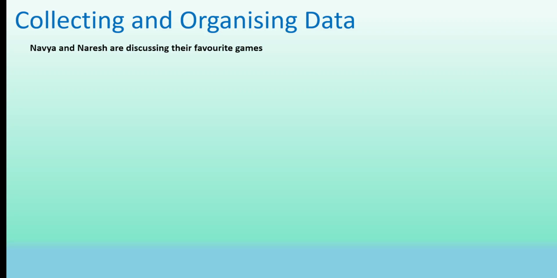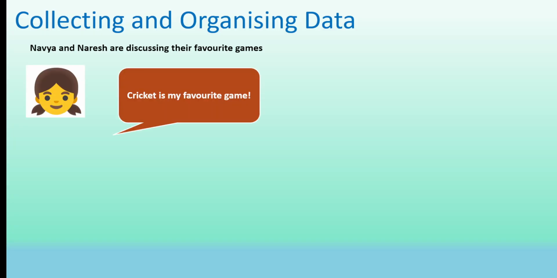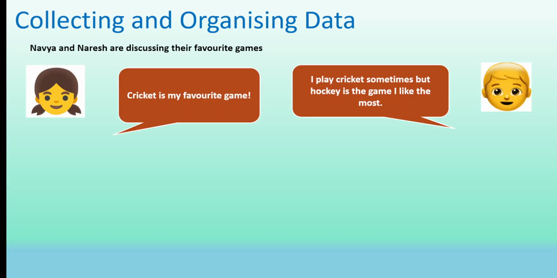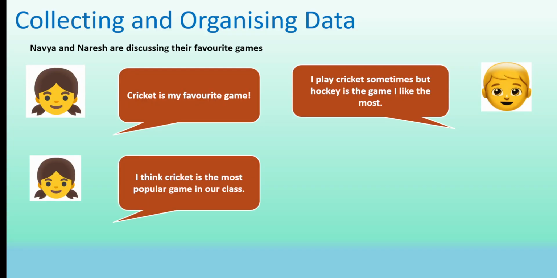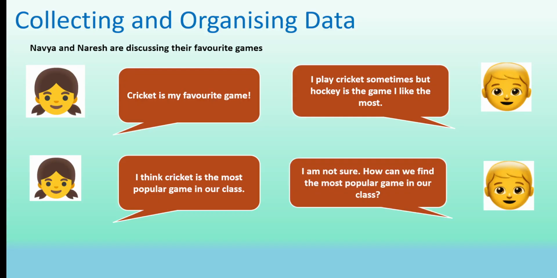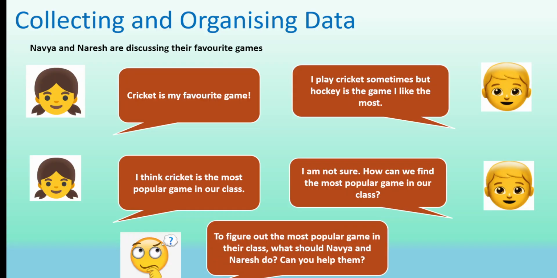Collecting and organizing data. Navya and Naresh are discussing their favorite games. Navya says, "Cricket is my favorite game." Naresh says, "I play cricket sometimes, but hockey is the game I like the most." Navya says, "I think cricket is the most popular game in our class." Naresh says, "I am not sure." How can we find the most popular game in our class? To figure out the most popular game in their class, what should Navya and Naresh do? Can you help them?